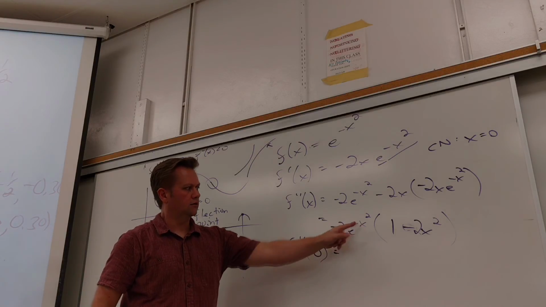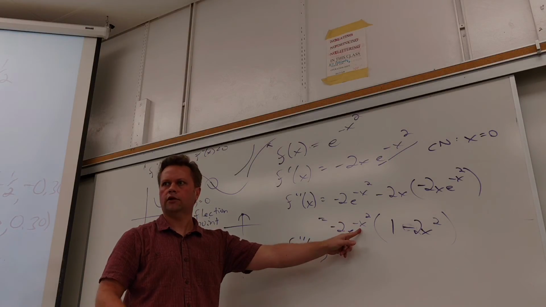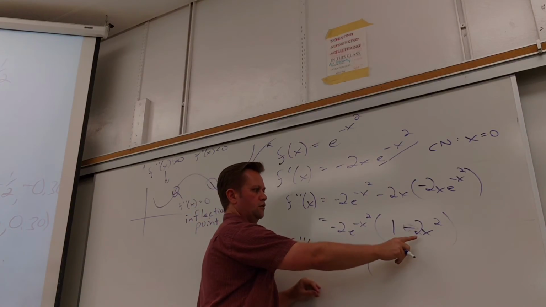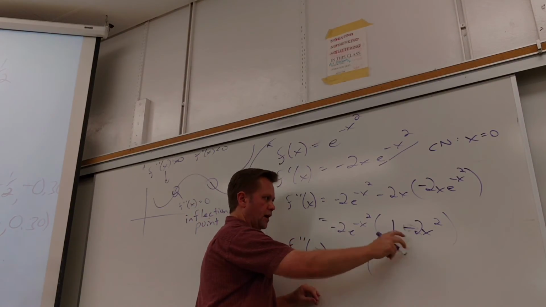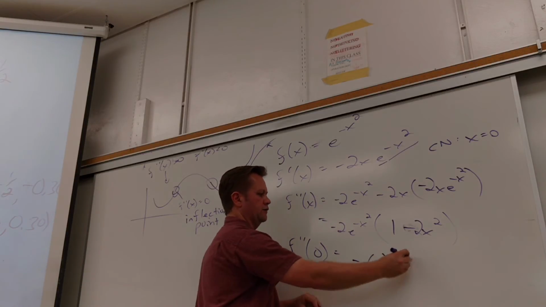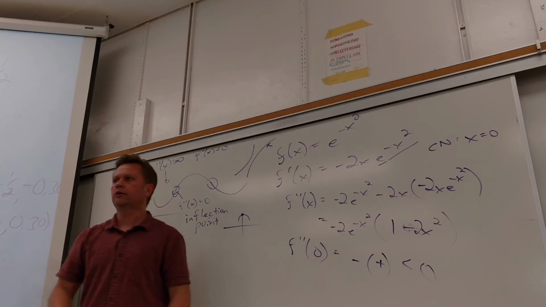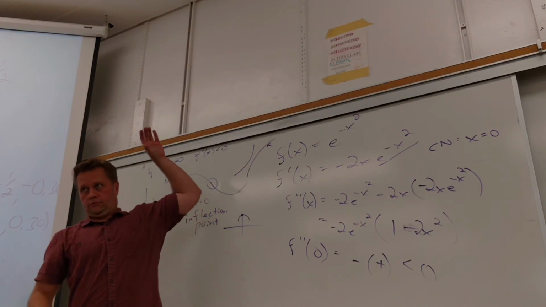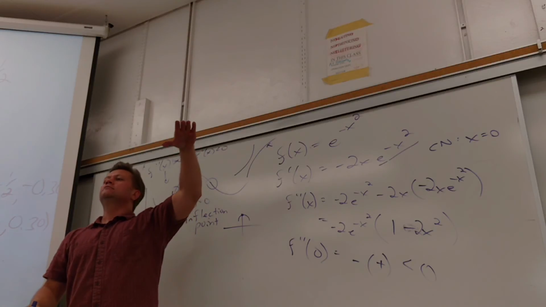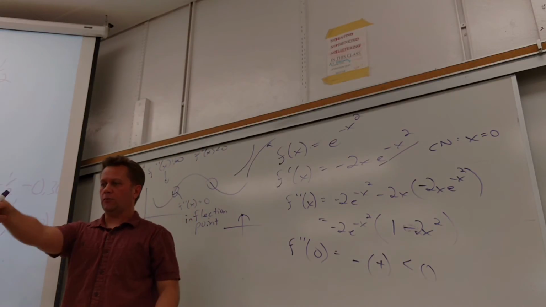So what do you get when you plug a 0 in? This is going to be negative 2 times 1, right? So it's negative times positive. This is 1, right? Negative 2 times this positive thing. Who cares? So it comes out negative. So it's less than 0. So it's cup down. So this is going to be a max. I like it.